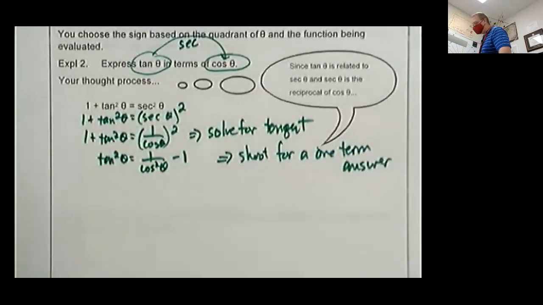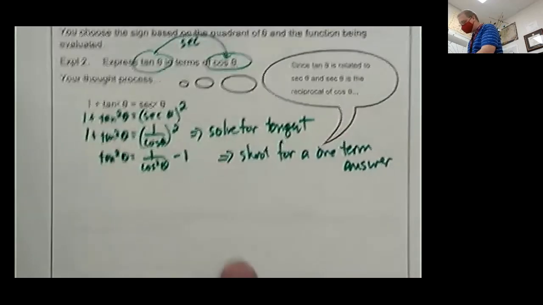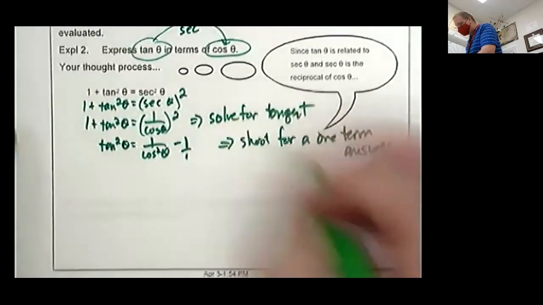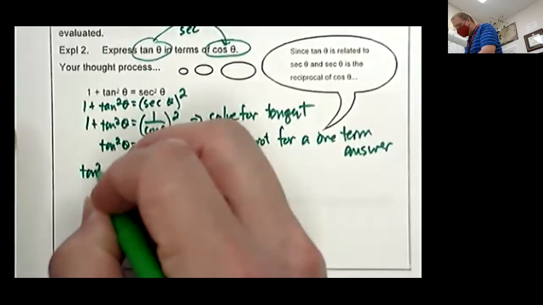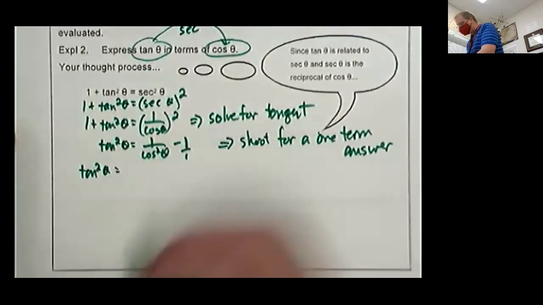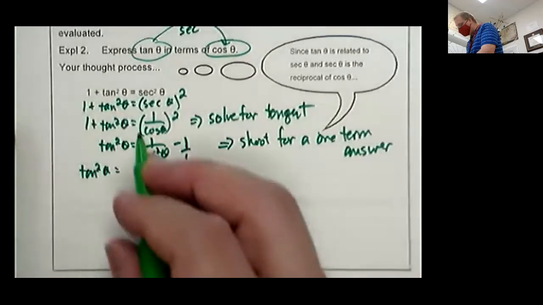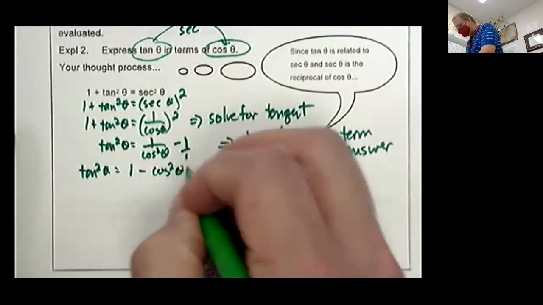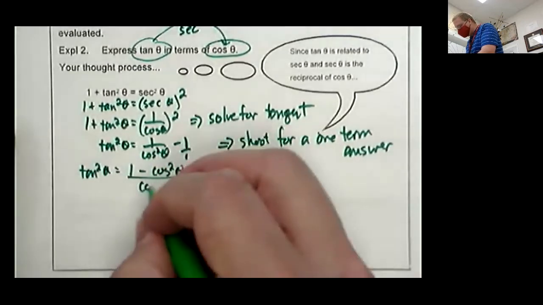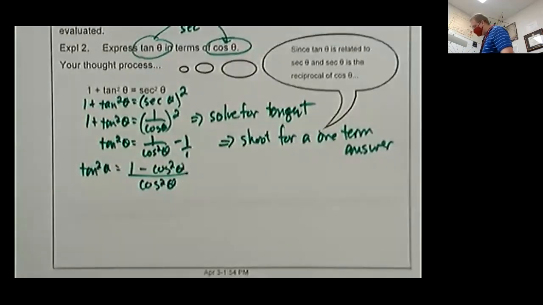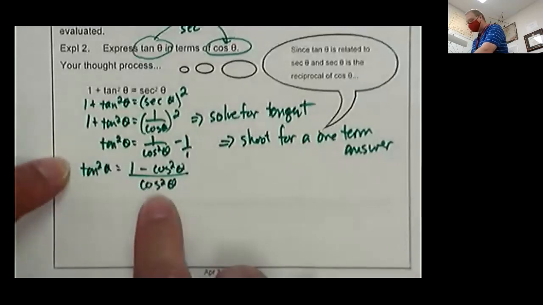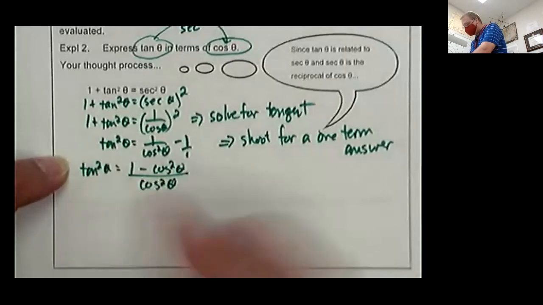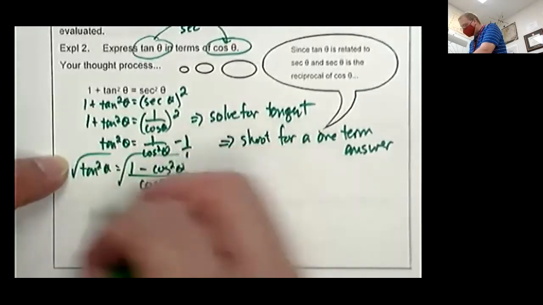So we want to shoot for a one-term answer. So we need to combine these two. We're going to combine these two using crisscross smiley face. So we're going to make this 1 over 1. So tangent squared theta is equal to, crisscross smiley face gives us 1 times 1 is 1 minus cosine squared theta all over cosine squared theta. This is our crisscross smiley face. Now we have one term. Now we can square root for tangent. We'll square root both sides.